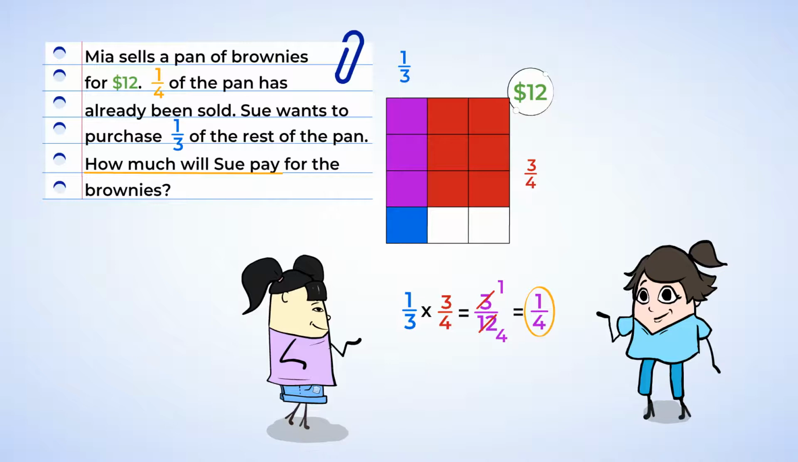Nice, right? So we know that Sue will be purchasing a quarter of the pan. And if a whole pan costs $12, we need to find out how much 1/4 of the pan will cost. So let's multiply. 1/4 of $12 is, well, $3. Yeah, I think you got the hang of this.